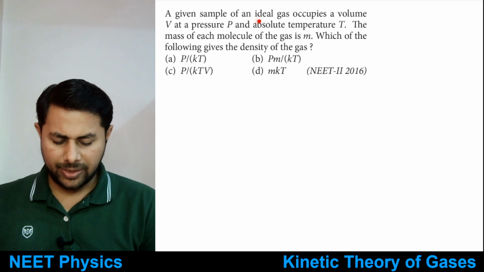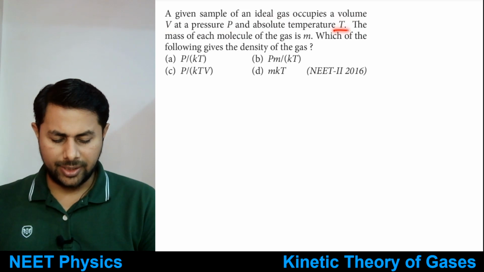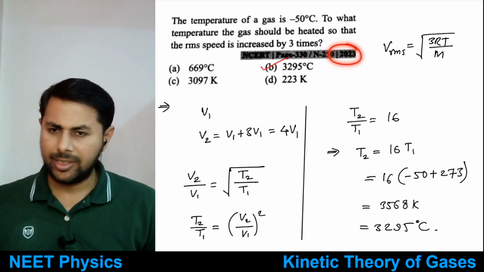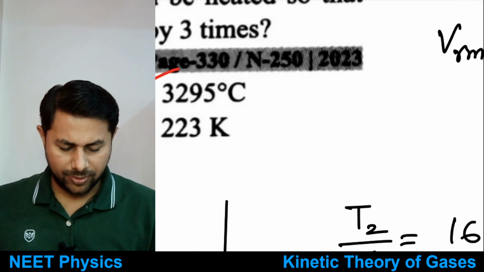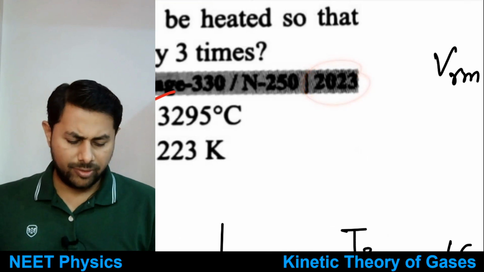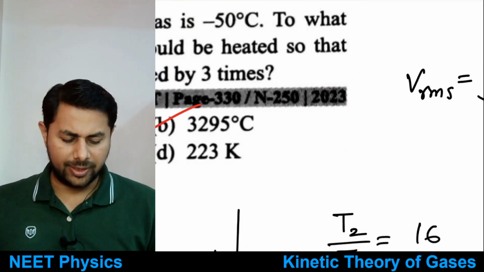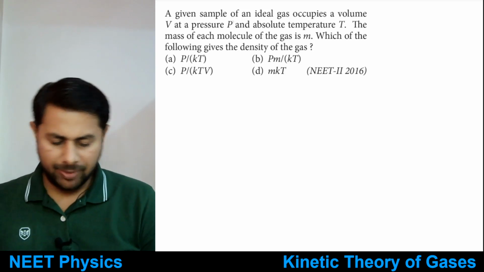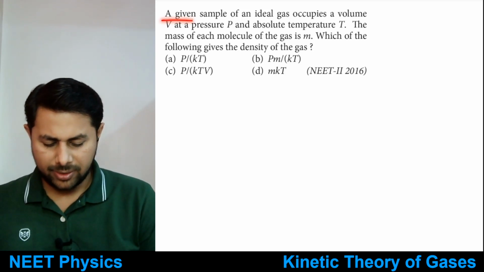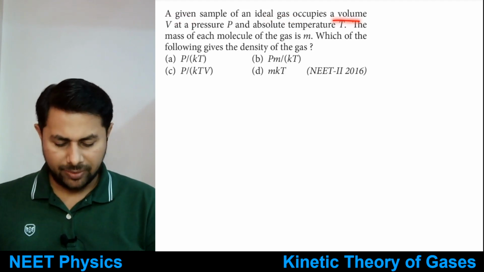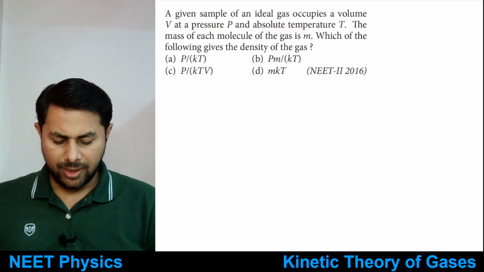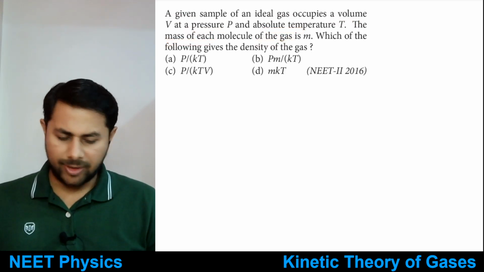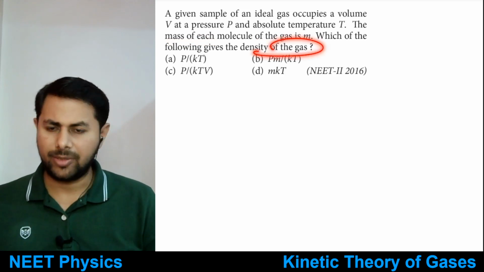A given sample of an ideal gas occupies a volume V at a pressure P and absolute temperature T. By the way, this one was from NEET 2023. The mass of each molecule of the gas is small m. Which of the following gives the density of the gas?